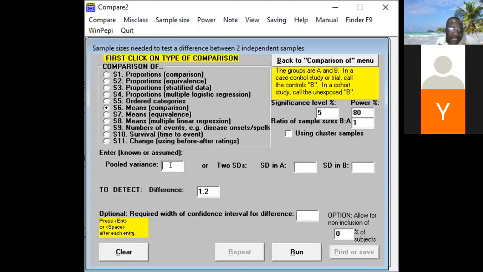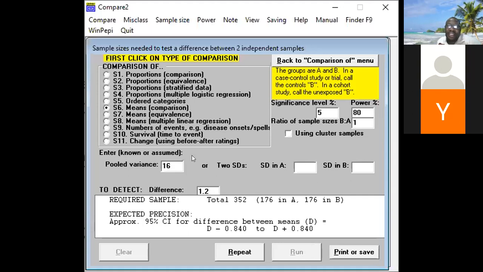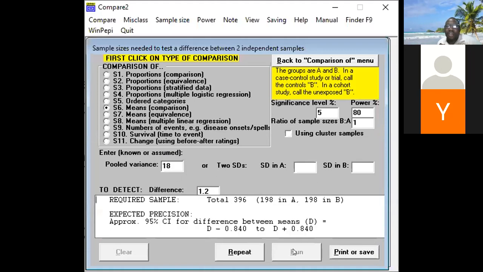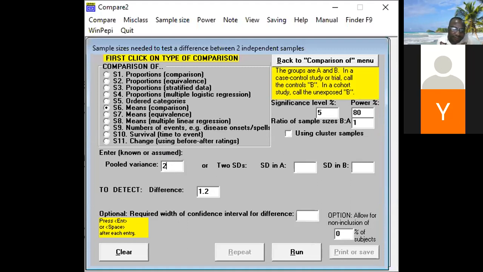So the pooled variance, let's say it's 16, because that one will be the square of standard deviation. You examine it now. So if the pooled variance is 16, it gives you something like this. Or if the pooled variance is 18, you can jack up the... or the pooled variance, let's say it is 27. 5 times 5, that's 25.